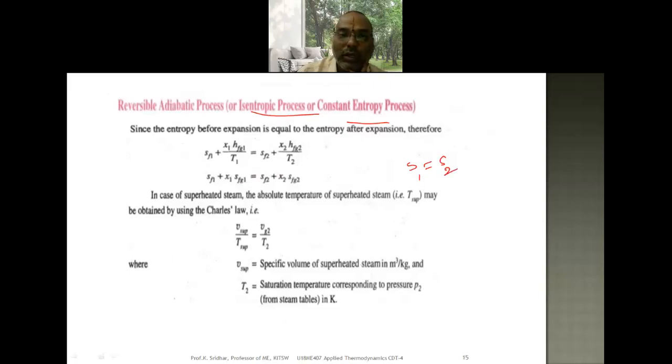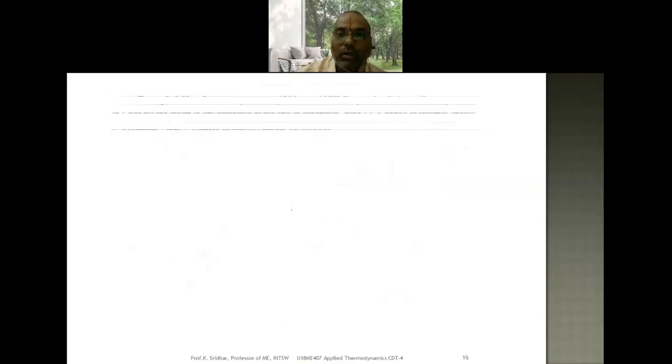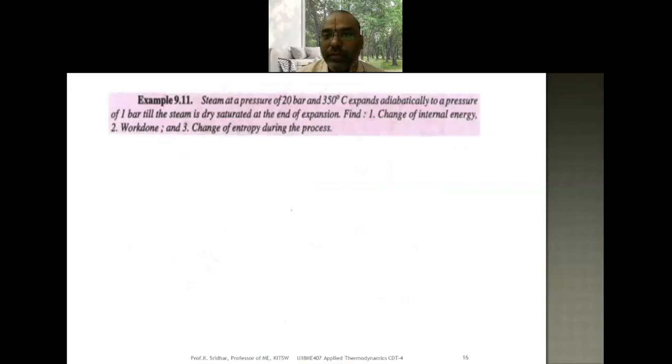So if both the initial and final conditions are wet steam, we know that S1 is equivalent to SF1 plus X1 into SFG1, and similarly the final condition is also wet steam. It is equivalent to SF2 plus X2 into SFG2, and by using this particular law, we are able to find out the unknown, the specific value or the temperature of the superheated steam. Now based on this particular process, let us solve one important problem.